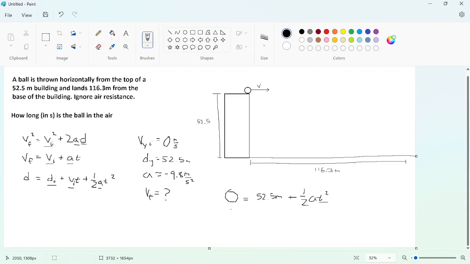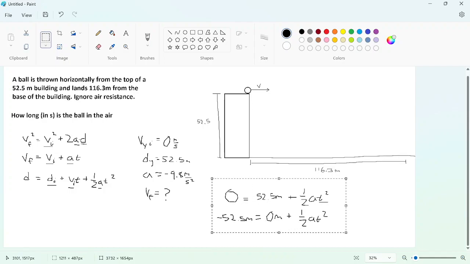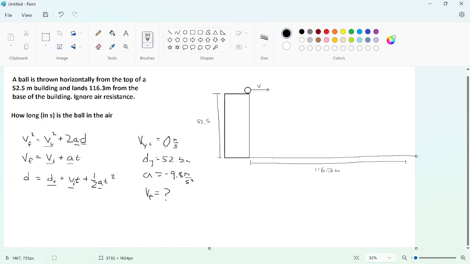The other way to approach it is seeing it this way. The distance it will travel is negative 52.5 meters, because it will fall down this distance, and it initially starts at, we'll call this, 0 meters, plus, as I said, the initial velocity is 0, plus 1/2 at squared. You can also use this formula to find some additional information. I do encourage you to find as much information as you can, as it may aid you in future steps of the problem.